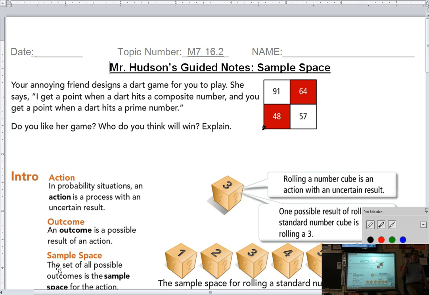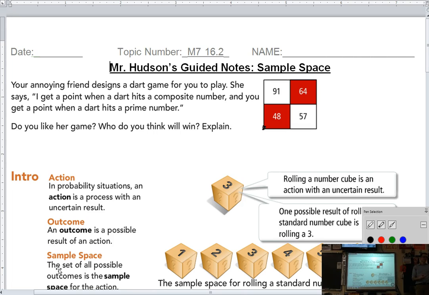In probability, we don't care about representative samples. Our sample space is the set of possible outcomes. So on a die, what's our sample space when you're rolling a die? Our sample space has all possible outcomes. So you're thinking there are 6 outcomes. Our sample space is 1, 2, 3, 4, 5, 6. We have to name all the outcomes.